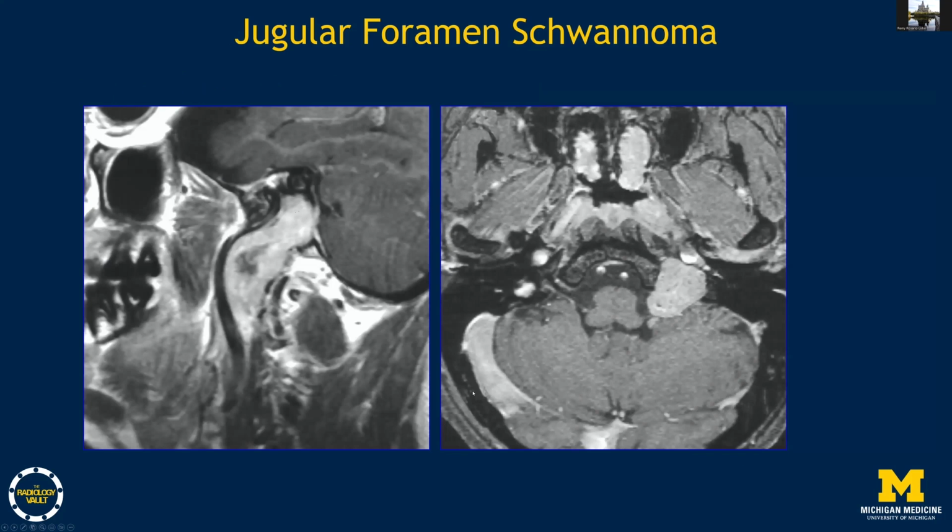So what does a schwannoma look like on MRI? We've already described the central non-enhancing portion here. This is a tubular lesion. It looks like a big sausage. It's got a non-enhancing portion.